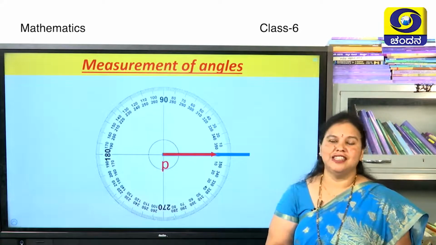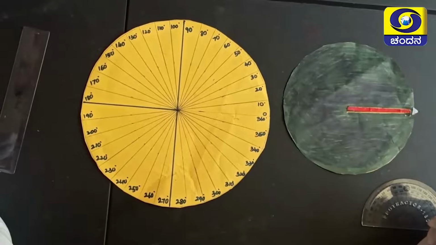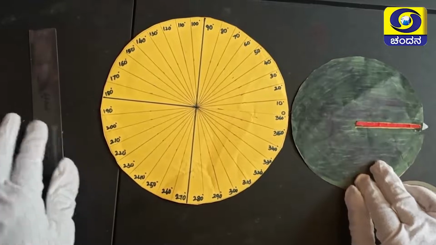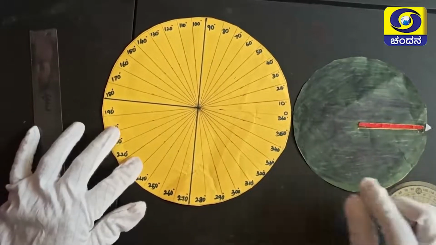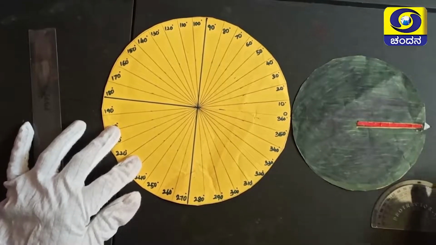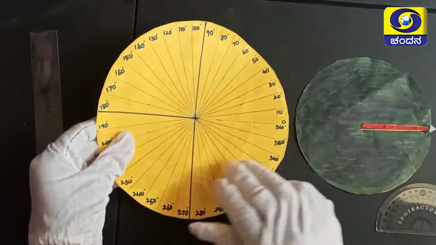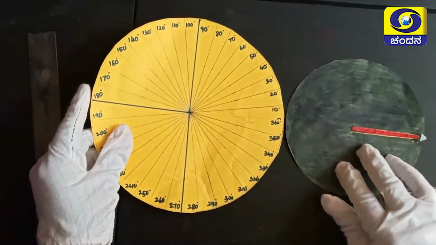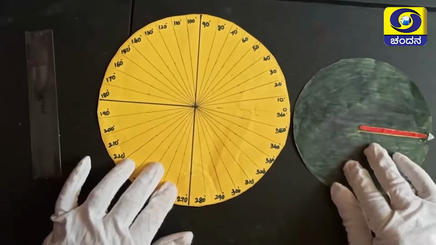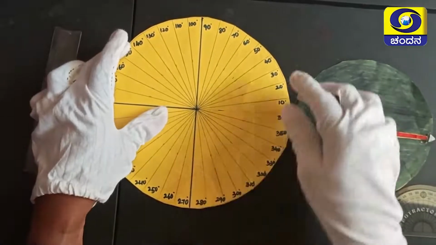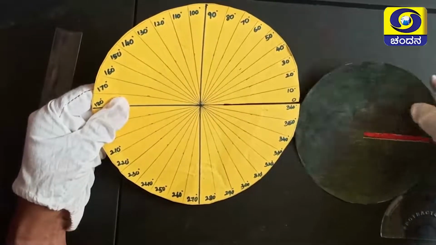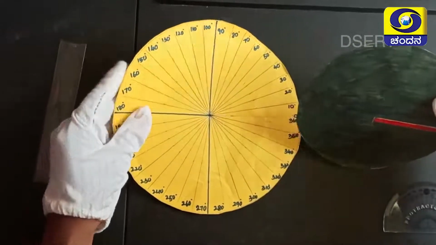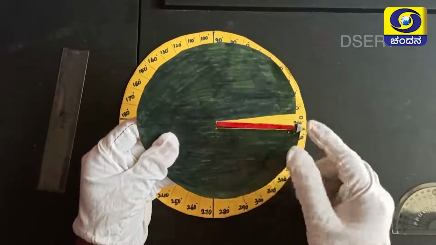Now we will understand this with one activity. Children, I am going to show you an interesting activity on measurement of angles. It is low cost, sometimes no cost, because it is made by two color papers, and it is also very easy to use. So here I am using one circular sheet and one more circular sheet which is smaller than that one, and here I pasted one arrow mark made by paper strip.